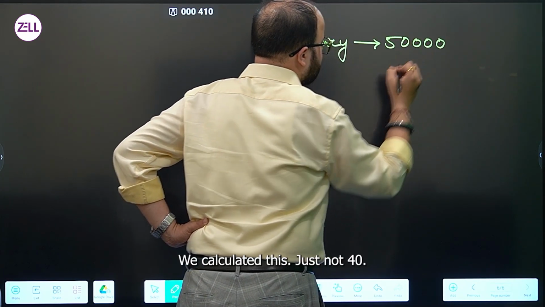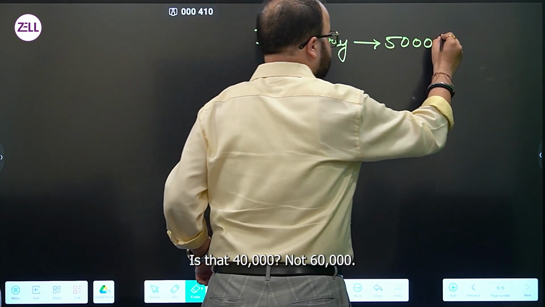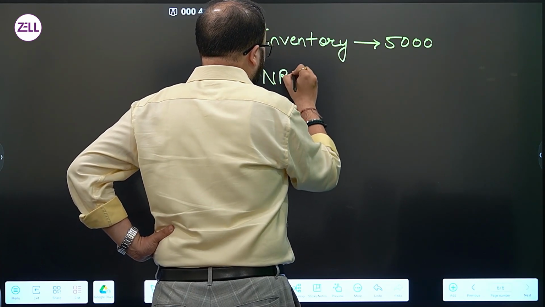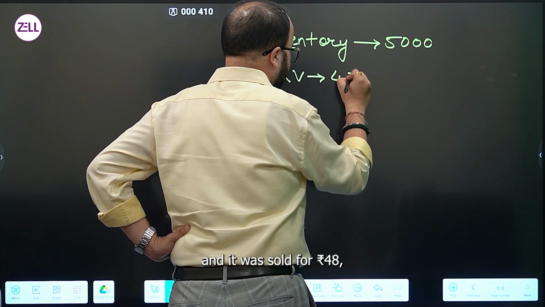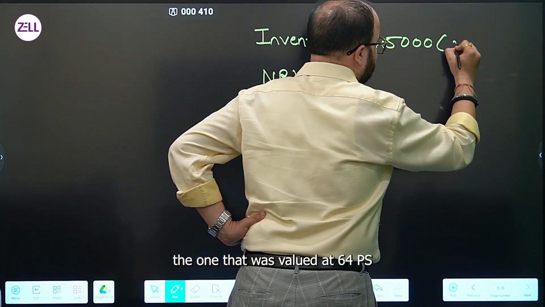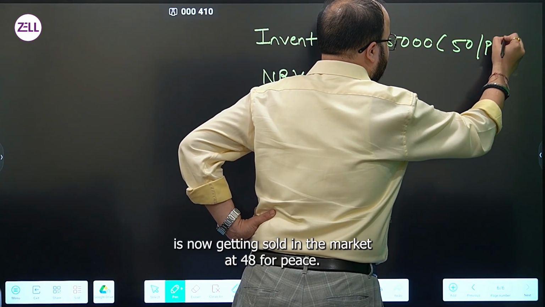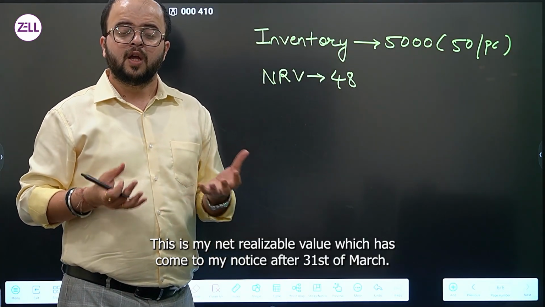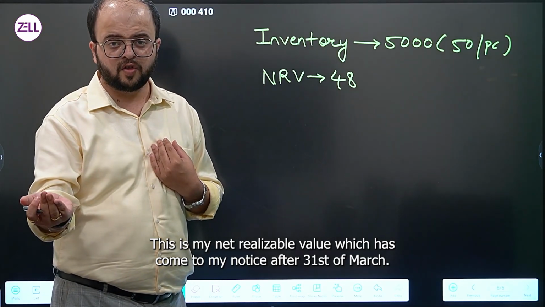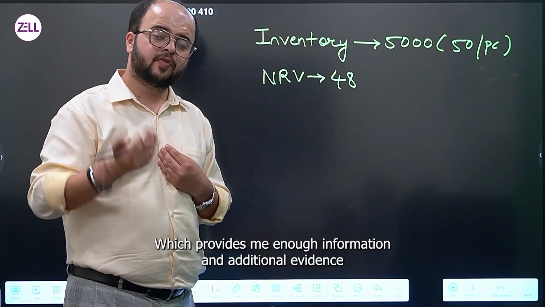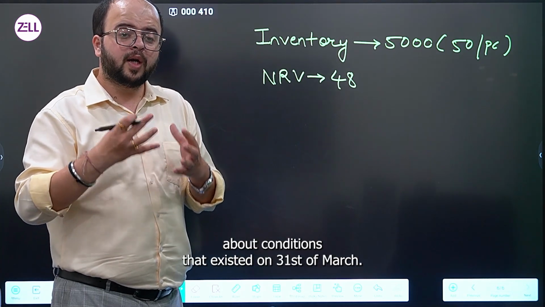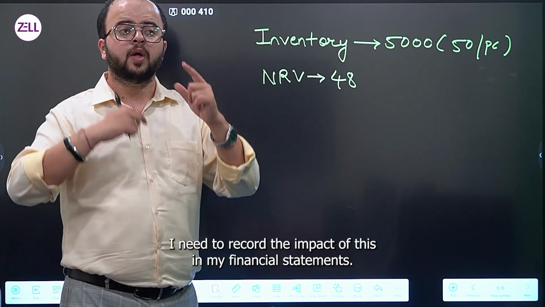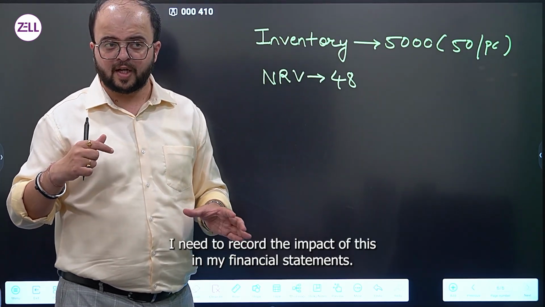We calculated this just now. Sorry, it is at 5,000, not 50,000. And I have found another item of inventory and it was sold for 48 rupees. The one that was valued at 50 per piece is now getting sold in the market at 48 per piece. This is my net realizable value, which has come to my notice after 31st of March, but which provides me enough information and additional evidence about conditions that existed on 31st of March. So I need to record the impact of this in my financial statements.